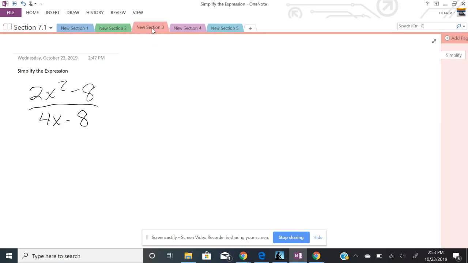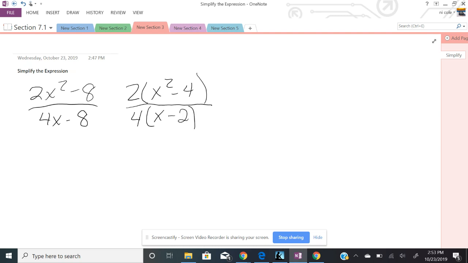Then you're going to go on to simplifying the expression, and guess what? We are back to factoring. I look at the numerator, in descending order. Do I have a greatest common factor? Yes, I pull out 2, and then I have x squared minus 4 in parentheses. On the bottom, I have a greatest common factor of 4, which leaves me x minus 2.